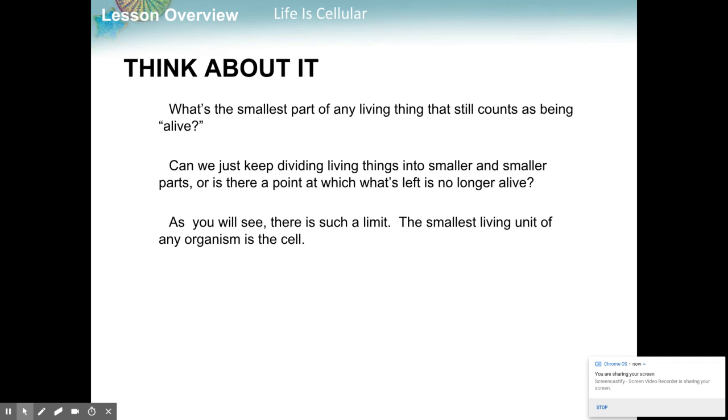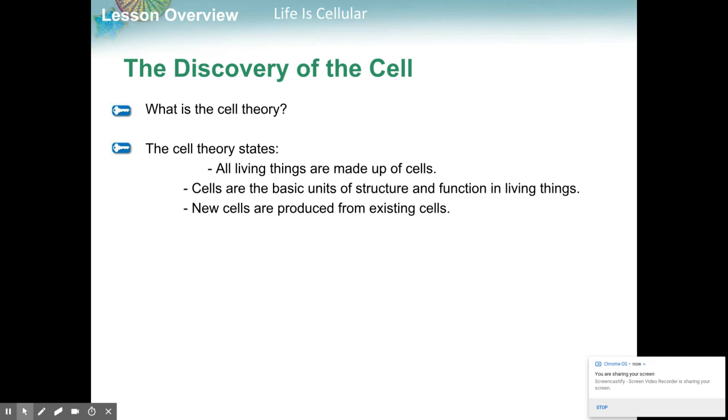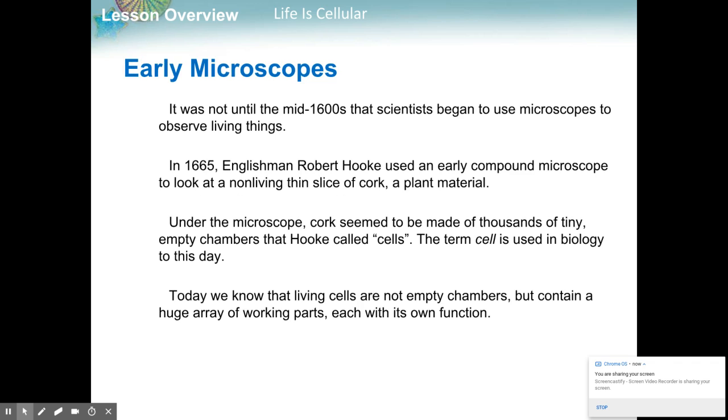So what is the smallest part of any living cell that still counts as being alive? Any living thing. That is actually going to be our cells, the individual cell. So, what is cell theory? It consists of 3 points. One, all living things are made up of cells. Cells are the basic units of structure and function of living things, and new cells are produced from existing cells. So, we're going to revisit these 3 topics throughout this entire chapter.